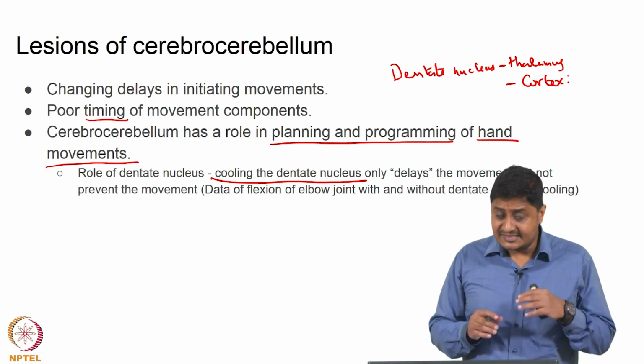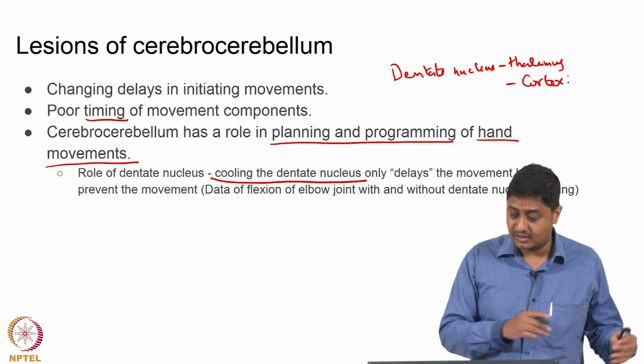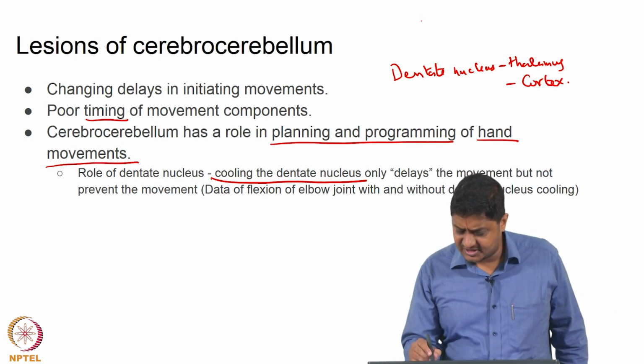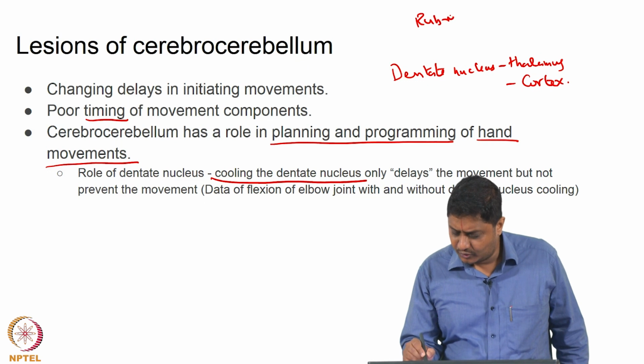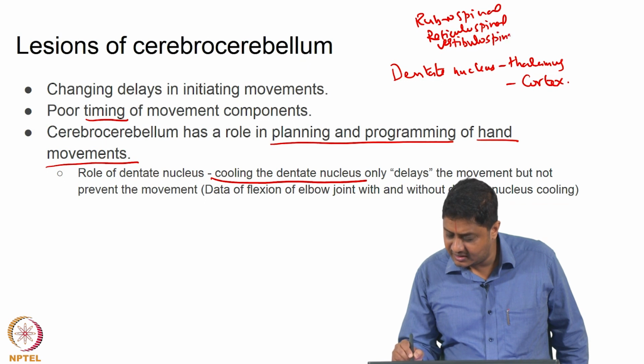Let us remember that it is the cortex that controls muscle activity through projections to the spinal cord. Of course, there are other projections that we have discussed. These are rubrospinal, reticulospinal and vestibulospinal, but those are mostly restricted to the spinocerebellum.